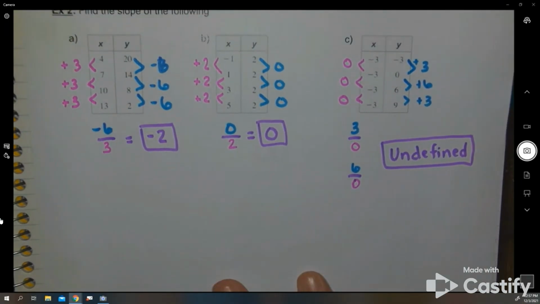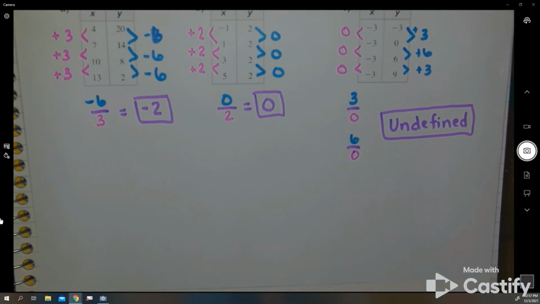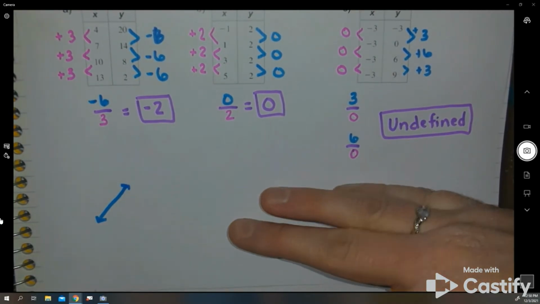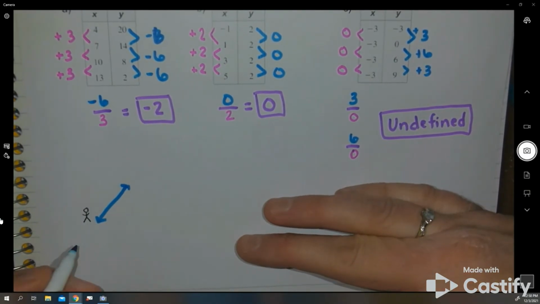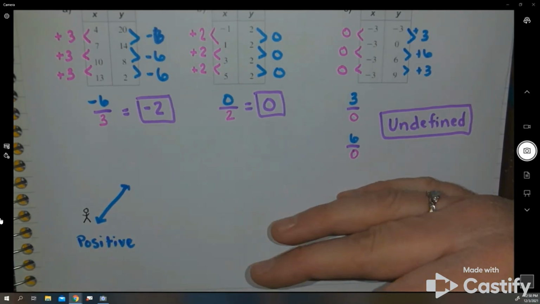So I'm going to introduce you to my pretend friend, Steve. My pretend friend, Steve, can only walk to the right. So what happens when my pretend friend, Steve, walks to the right? I have this line here like this. Here's my pretend friend, Steve. He's always walking to the right, so he's going this way. What's happening as he walks to the right? He is moving up, which means that any line that looks like that would have a positive slope.